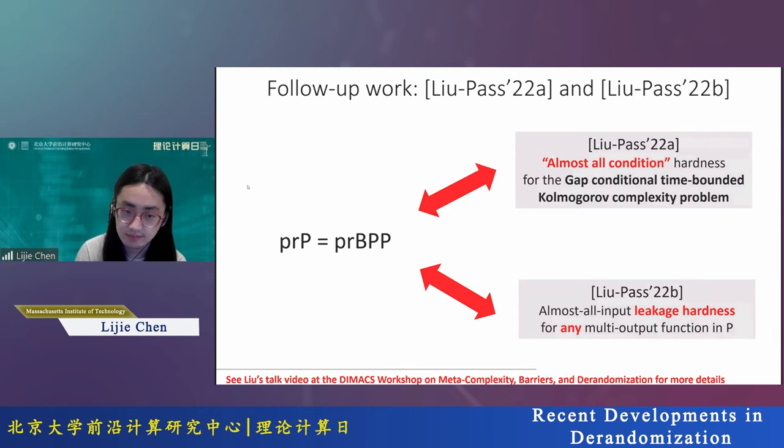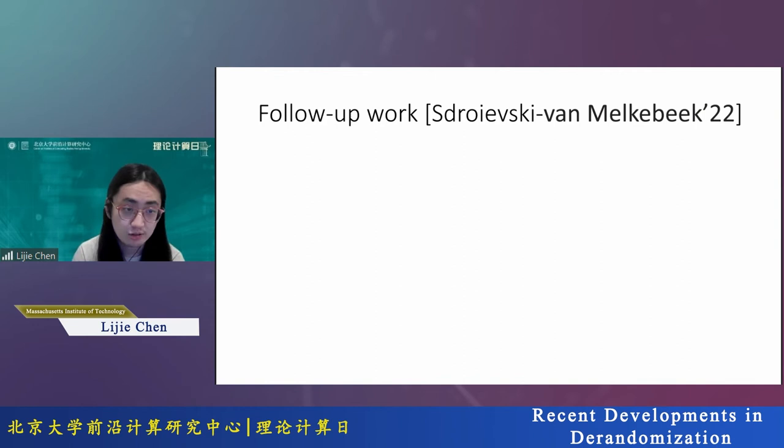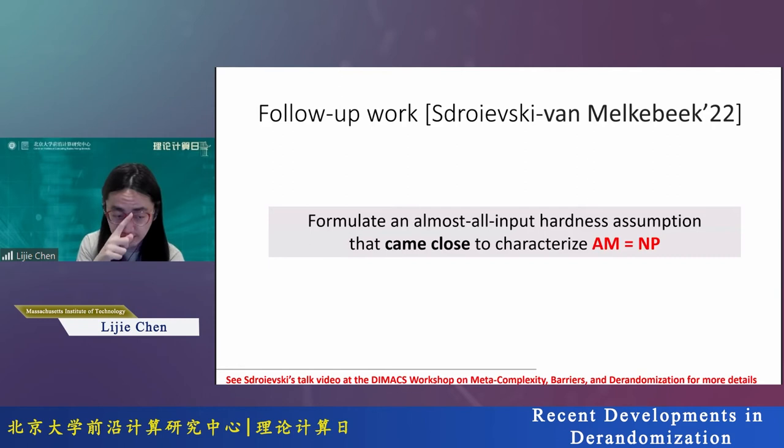There's also follow-up work by Doron, Ronen and Melkebeek. They consider the same question but for AM equals NP. Previously we were trying to find an equivalent hardness assumption for promise P equals promise BPP, but now they think about AM and NP. They are able to follow our technique and formulate an almost all input hardness assumption that comes close to characterizing AM equals NP. They also have some gaps, and that result is a bit technical, so I don't have time to discuss it. It's a very interesting follow-up on the similar question for AM equals NP. That talk video is also public at the workshop.